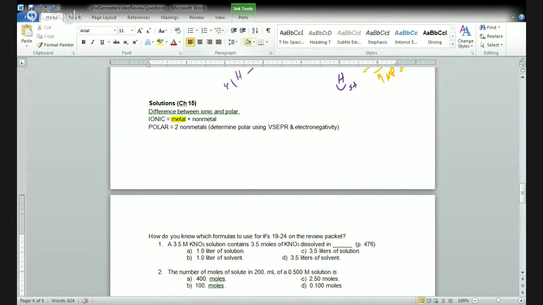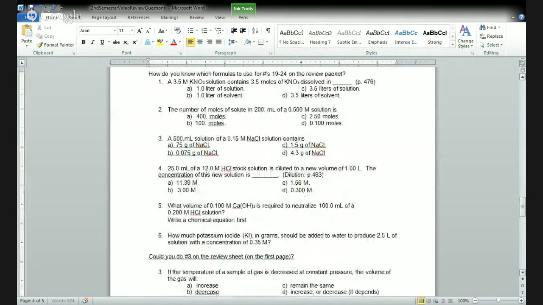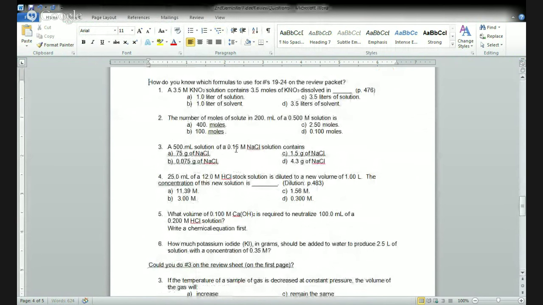All right, so now I got a bunch of questions about review questions 19 through 24. So I'm just going to kind of run through these real quick. This one, I believe, is 19. This one is 20. Okay, so I'm going to run through these real quick just to help out the person who asked about these on the packet.